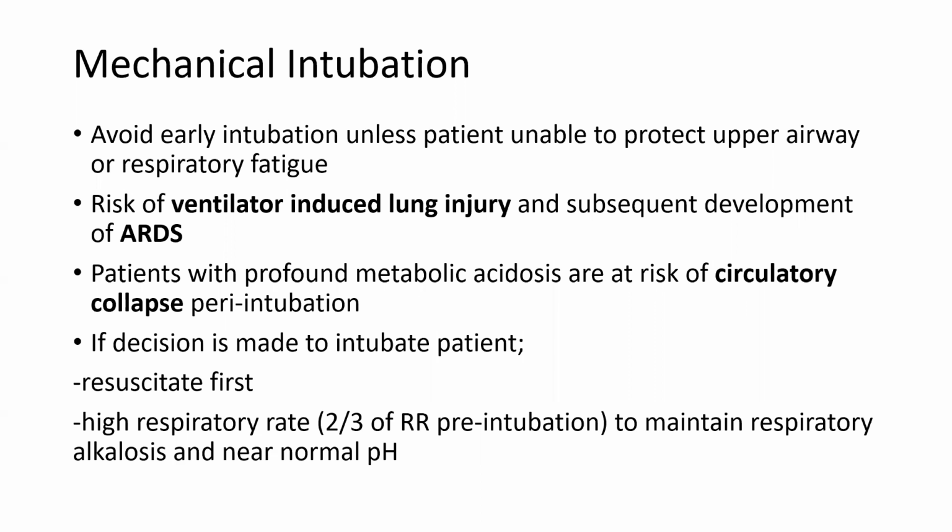Another risk is in patients with very profound metabolic acidosis, whereby we could say the patient is in very severe DKA. They are at risk of circulatory collapse peri-intubation. So if a decision is made to intubate the patient, definitely we have to resuscitate first with fluids, make sure the patient is well resuscitated before we move on to intubation, sorry. The ventilator needs to be set at a higher respiratory rate, about 2/3 of the RR pre-intubation, to maintain respiratory alkalosis and near normal pH.